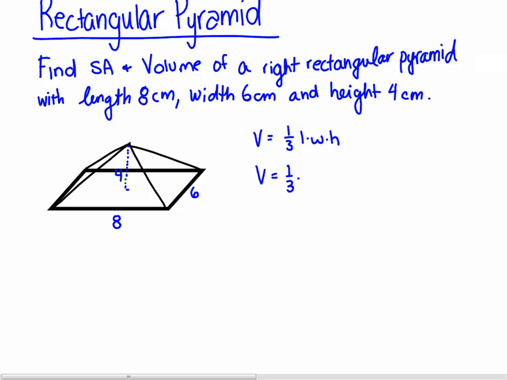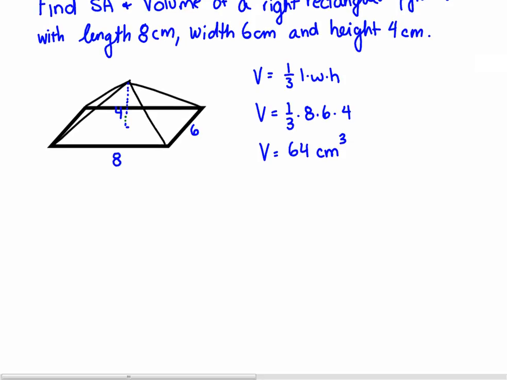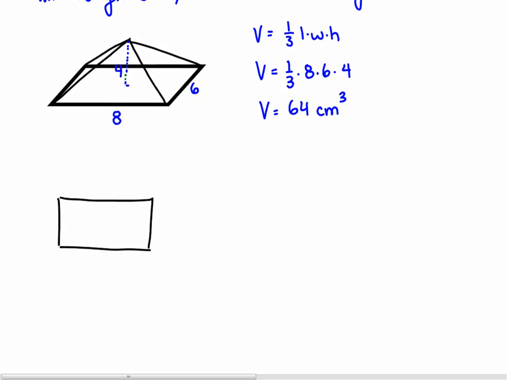One-third times length 8 times width 6 times 4. What did we get? 64 centimeters cubed. Okay, so when we draw this net, let's open this up. You have a rectangle at the base with dimensions 8 and 6, and then we have 4 triangles. Now, will these 4 triangles be the same dimensions? No. 2 of them will. The 2 opposite ones will.